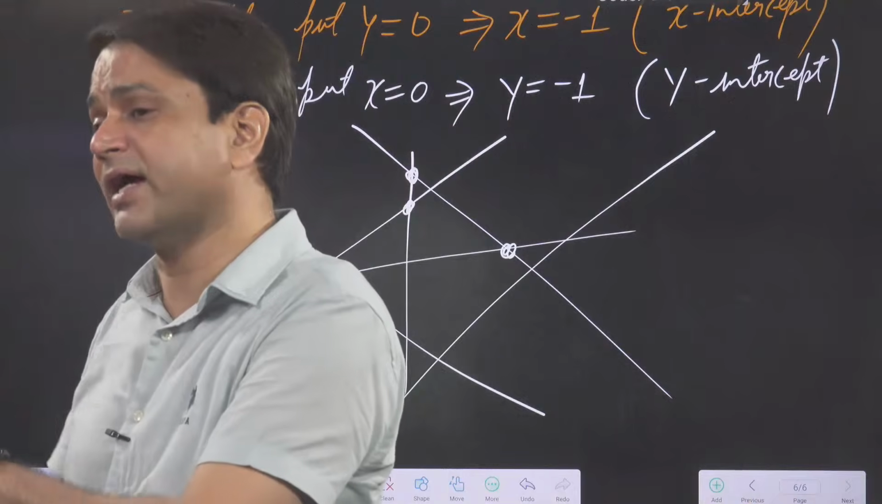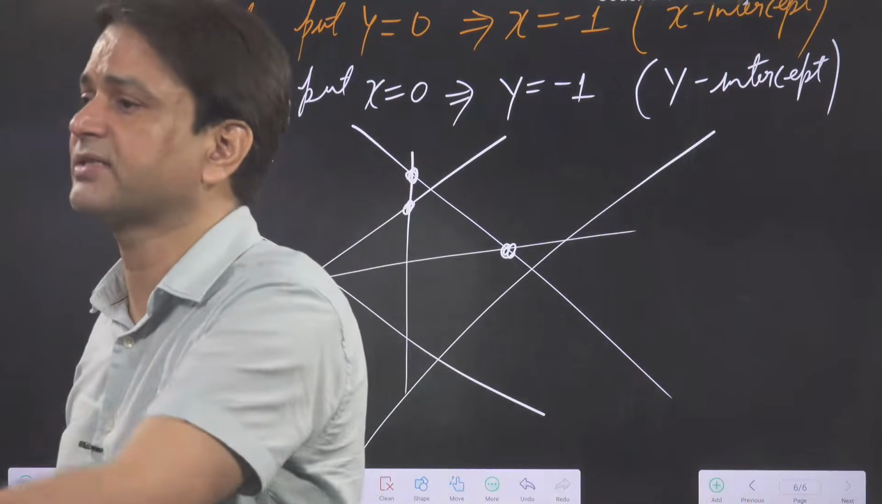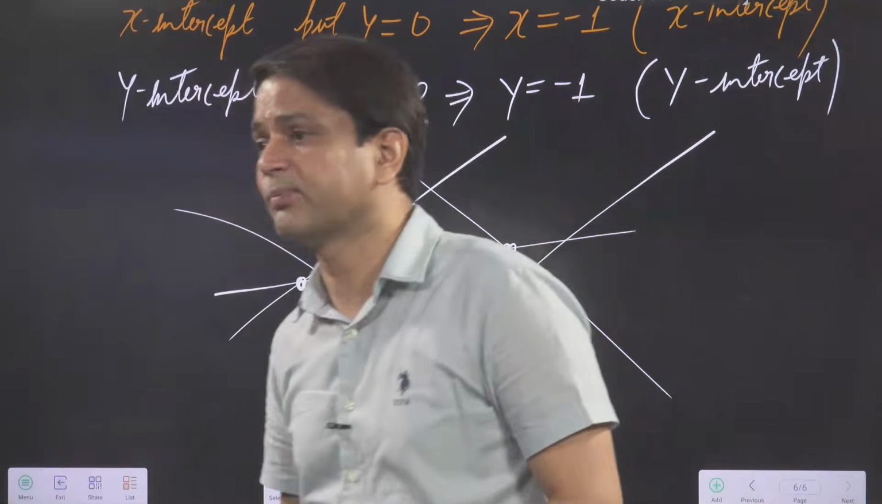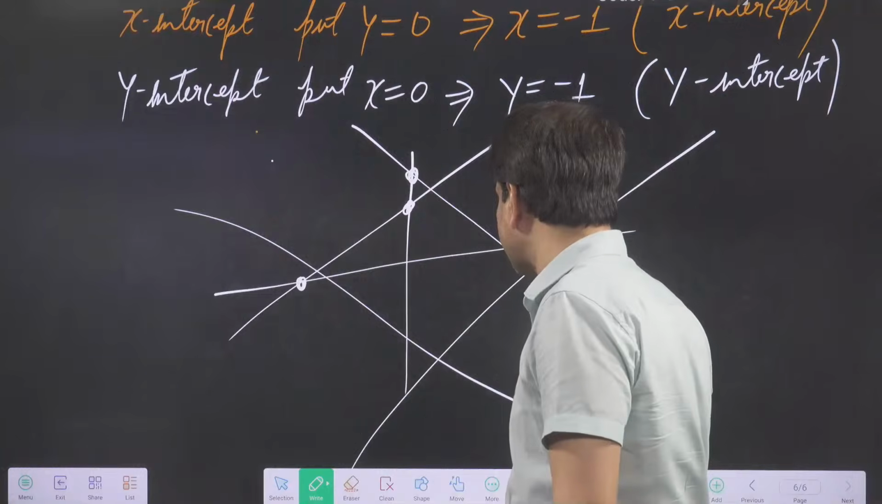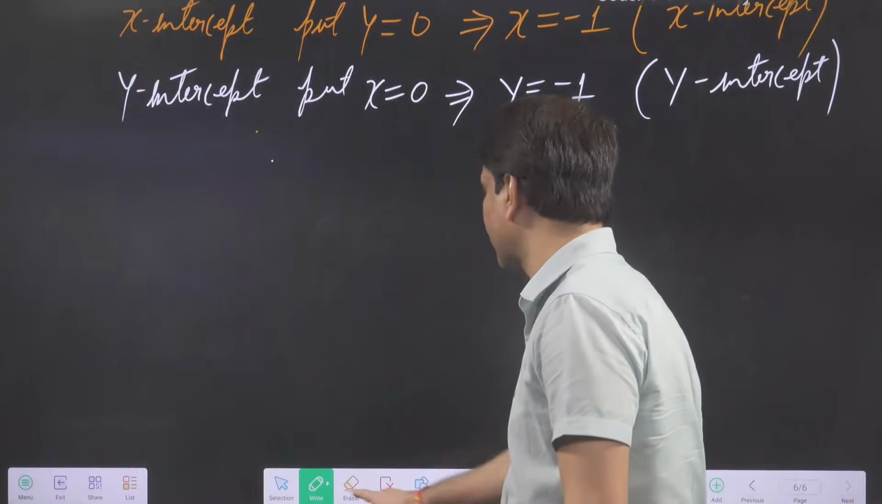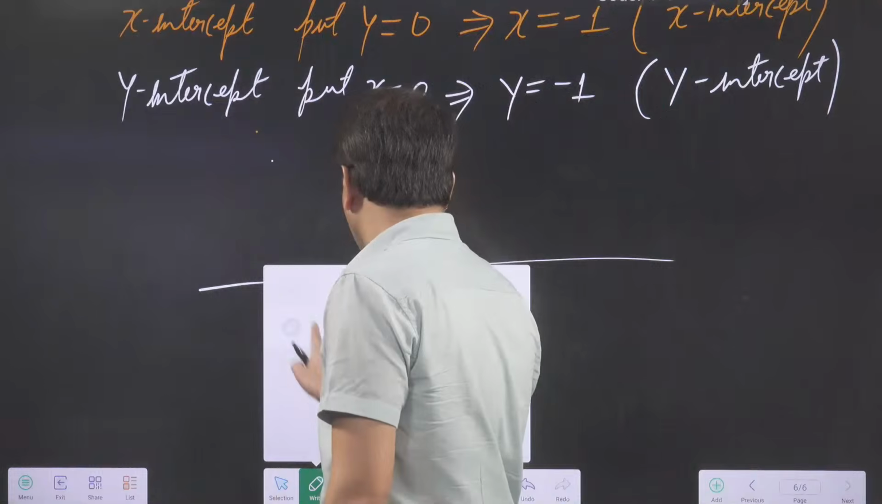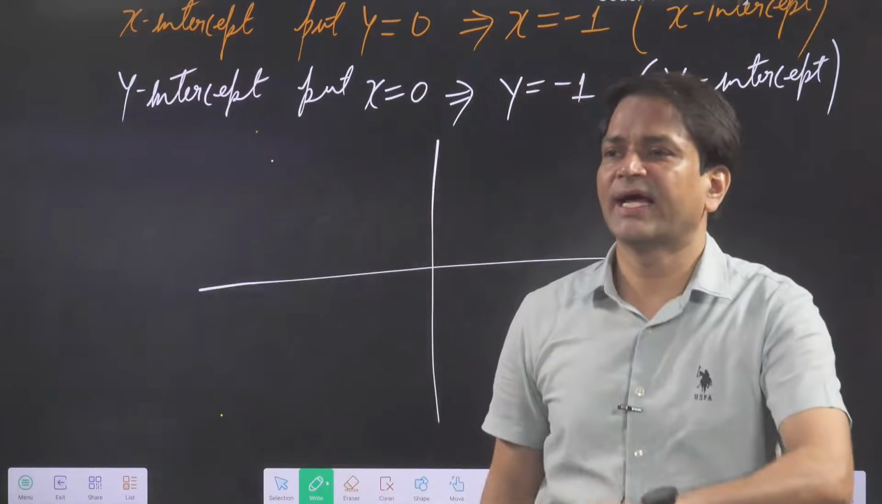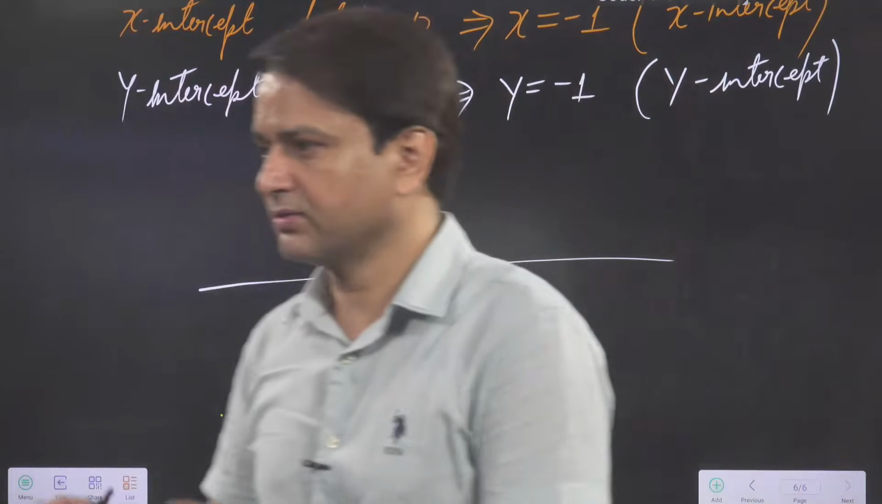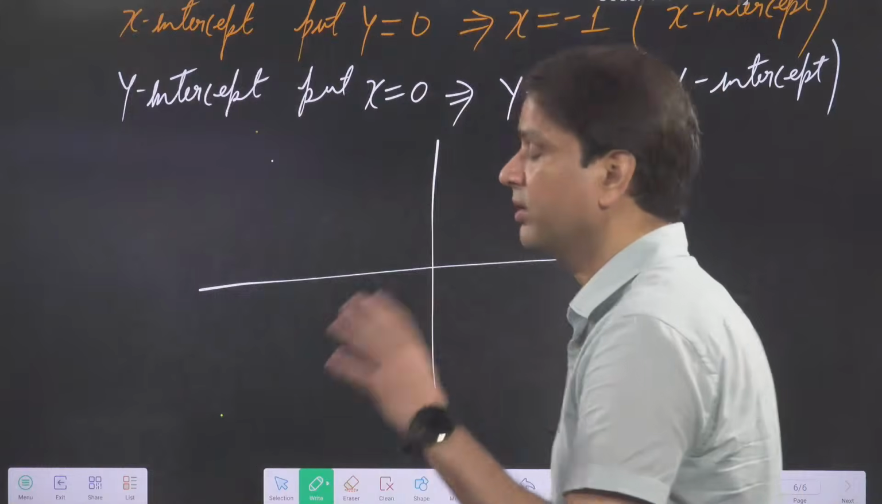If it will have the x and y intercept, it means it will cut the x-axis at one point and the y-axis at one point. So if the line is not passing through origin, how to make the graph of the line? What we will do? Find one point on the x-axis and one point on the y-axis.